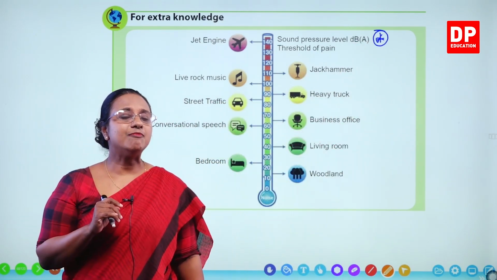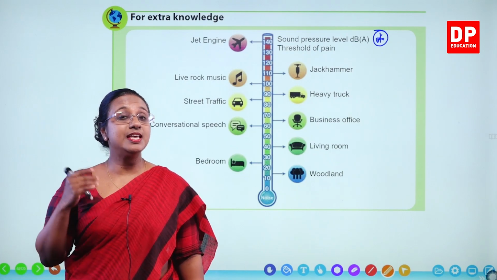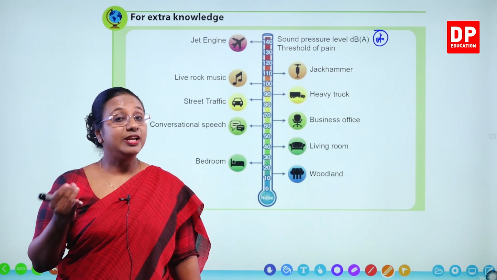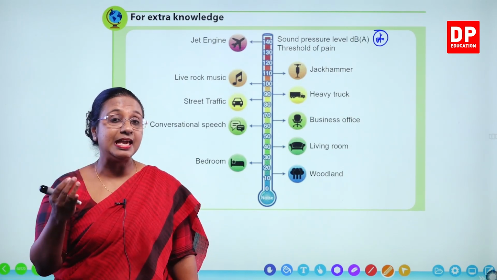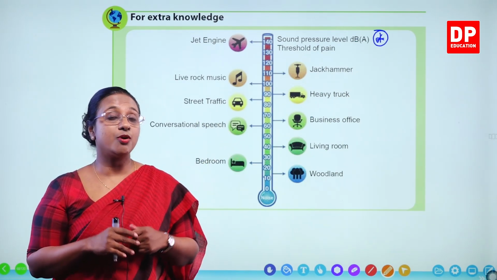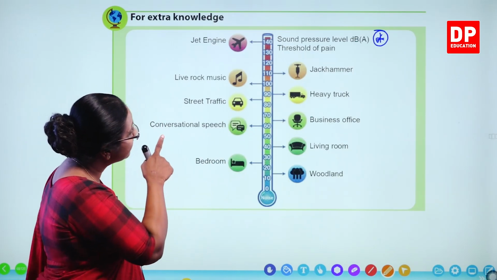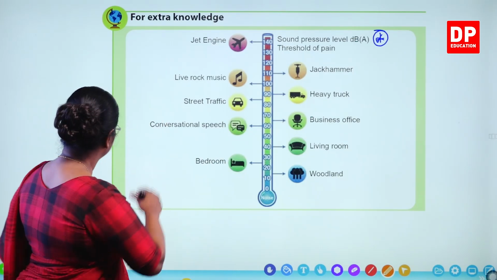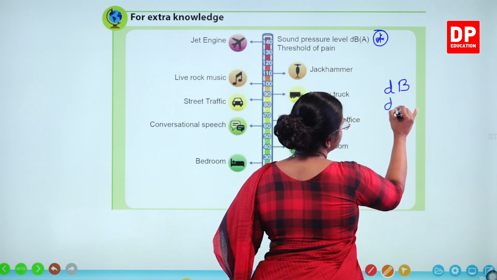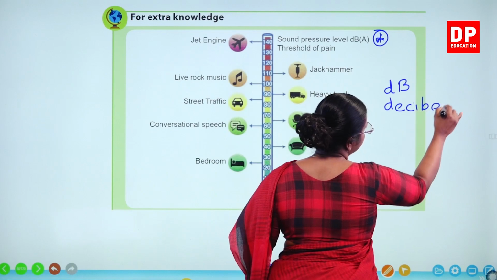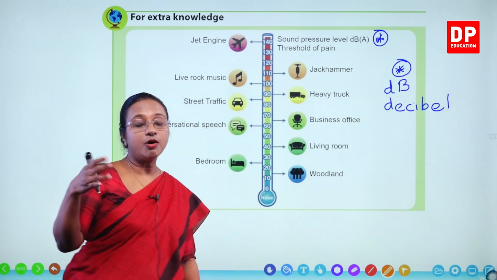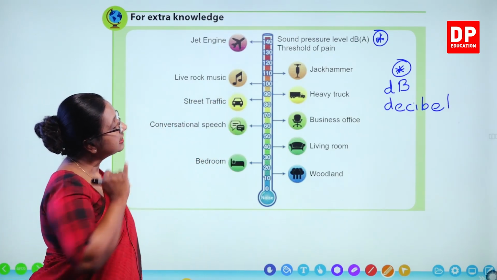Is that name familiar to you? Decibel. Why do we say bell? That is to honor Alexander Graham Bell, who invented the telephone. So, his name is used for the unit that is used to measure the intensity of sound, decibels. It is written as a simple d and a capital B. So, decibel is denoted as dB. I am sure you are familiar with this, but I am just giving it to you to recall your memory. So, that is the unit.